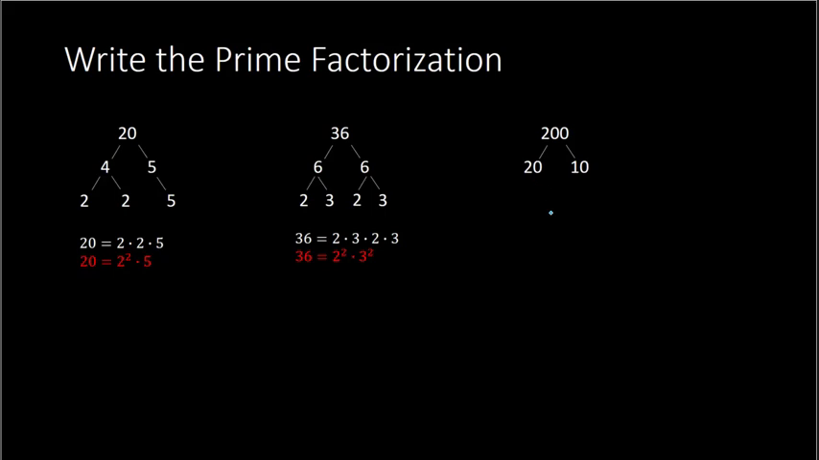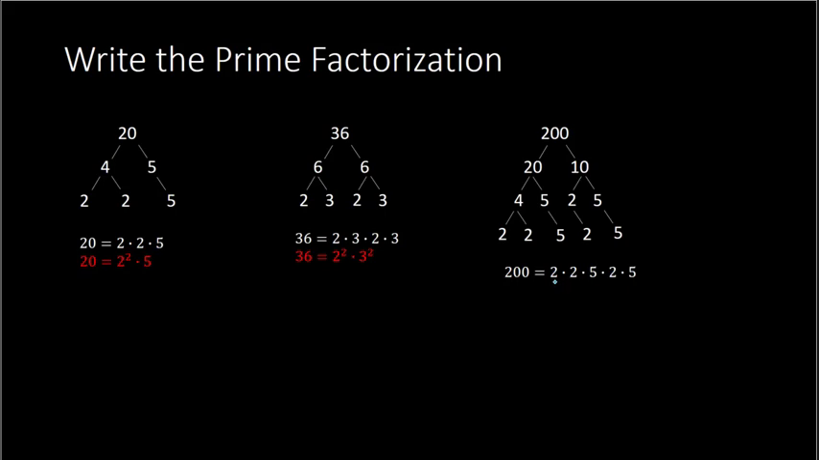So the 20 can break down as a product of, let's make it 4 times 5. And the 10 can break down as 2 times 5. All right, so from here, we need to look at each of these numbers, and 4 is still composite. So the 4 can break down as a product of 2 times 2. So now 2 is prime. The 5 here is prime. This 2 is prime as well, and this 5 is prime. So what we've done is we've broken down 200 as a product of 2 times 2 times 5 times 2 times 5. And we can combine the numbers that are the same.